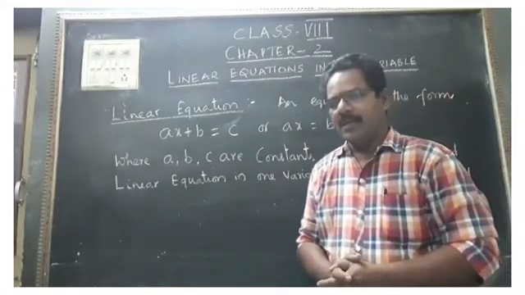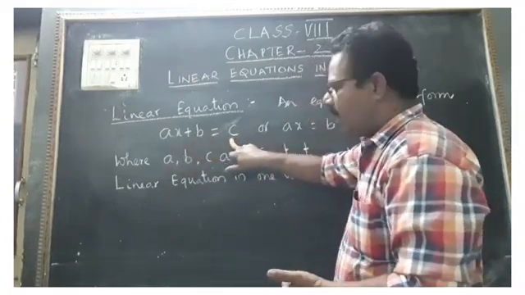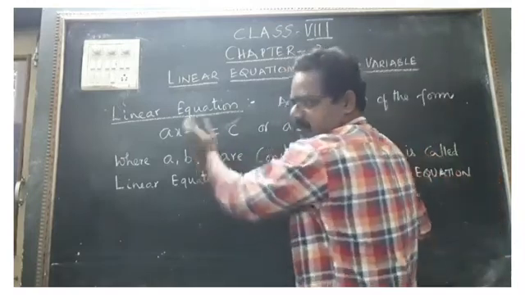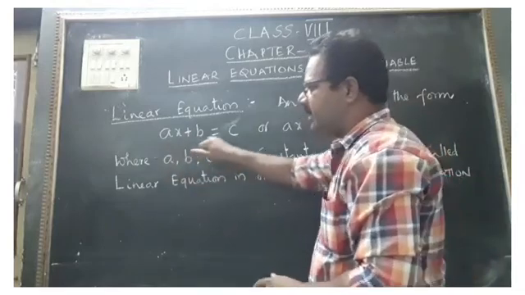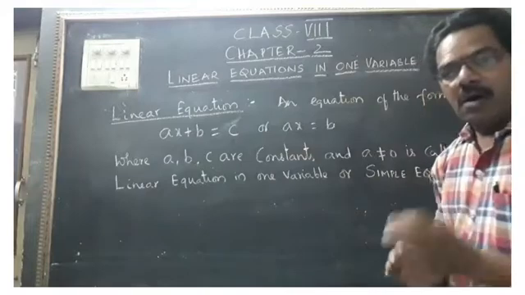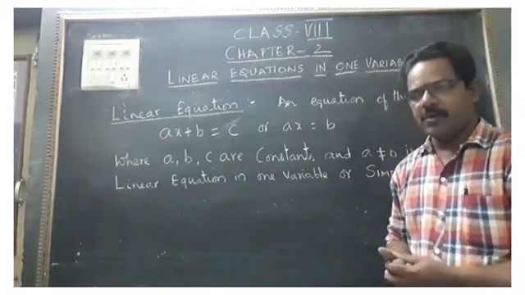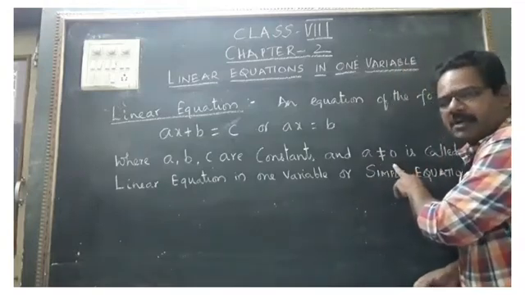What is the meaning? It should be in the form ax plus b is equal to c, otherwise ax is equal to b. That means here one constant is 0, cancelled. So a, b, c, or here a and b, are constant values. Constant values are nothing but numerics. And one more condition is there: a should not be equal to 0.